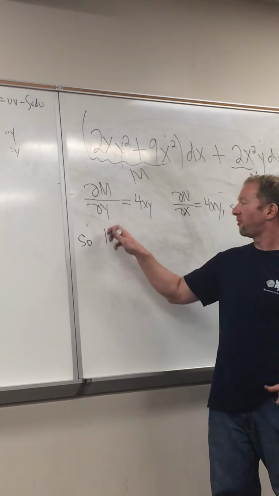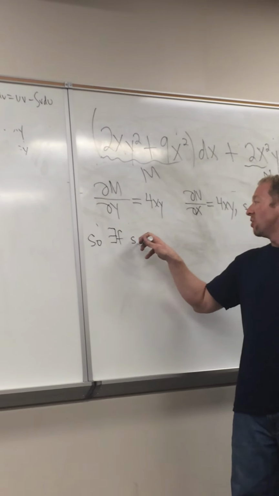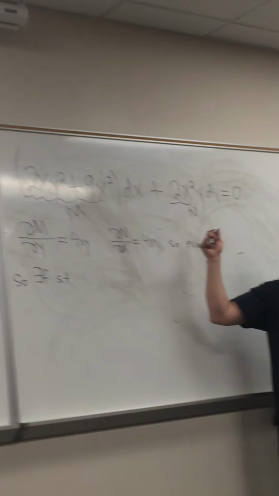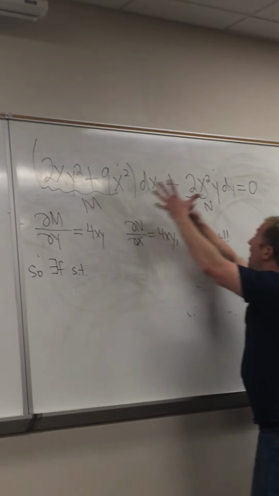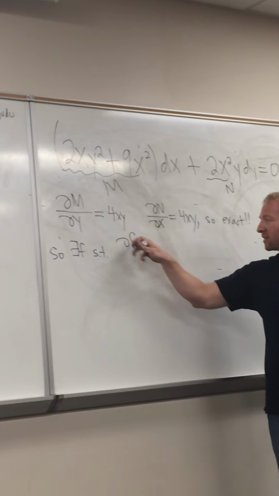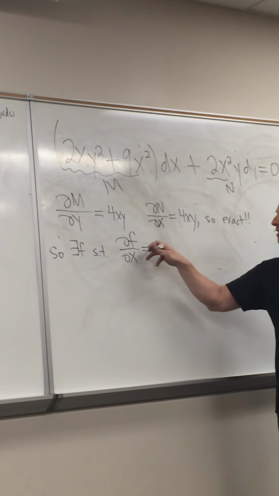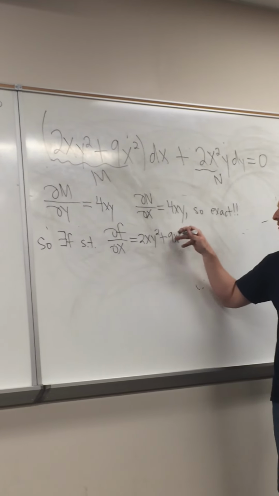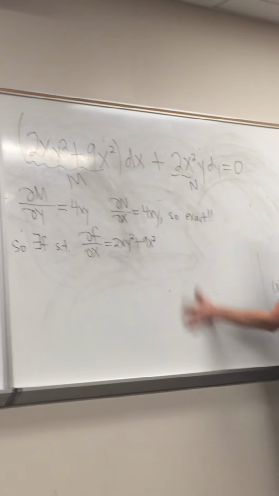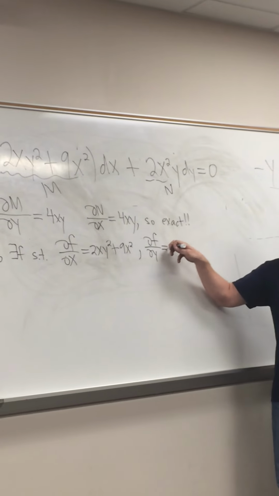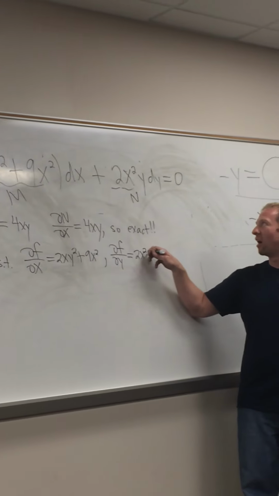So this means there exists some unknown function f whose total differential is the left-hand side, whose total differential is this differential equation. In particular, this is del f del x, and this is del f del y. So del f del x is this piece, 2xy squared plus 9x squared. And del f del y is that piece over there, 2x squared y.